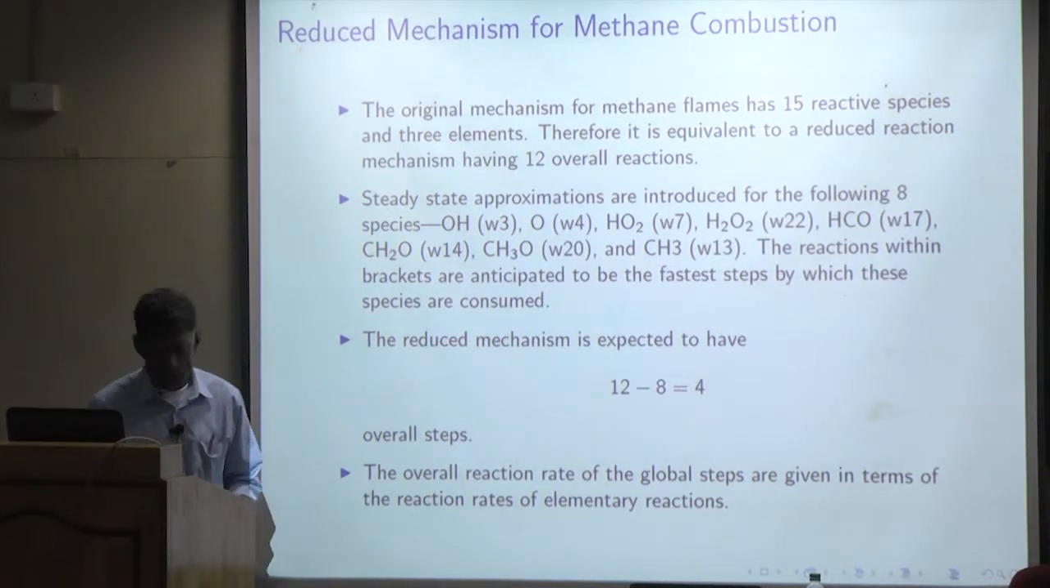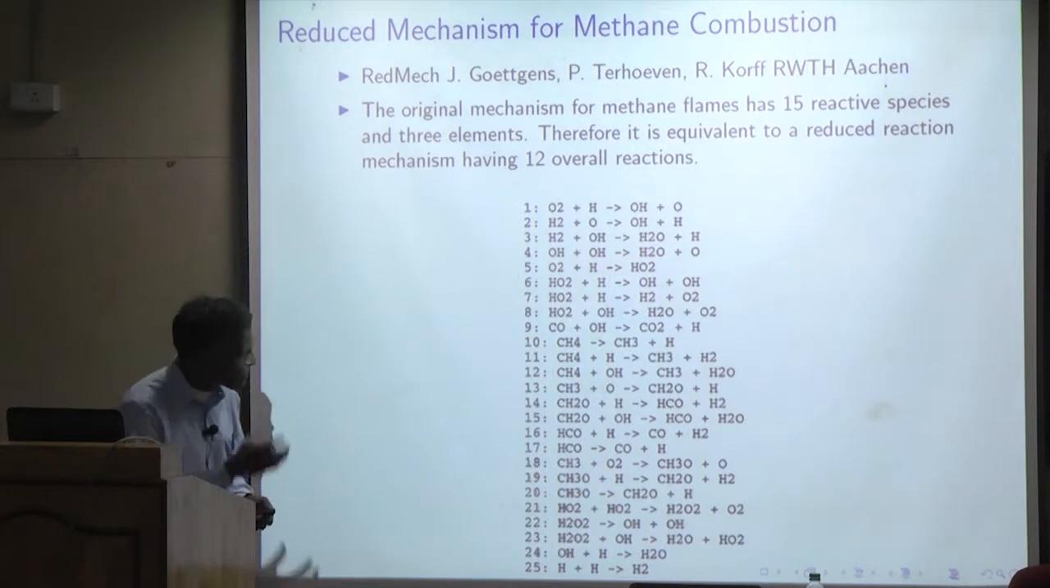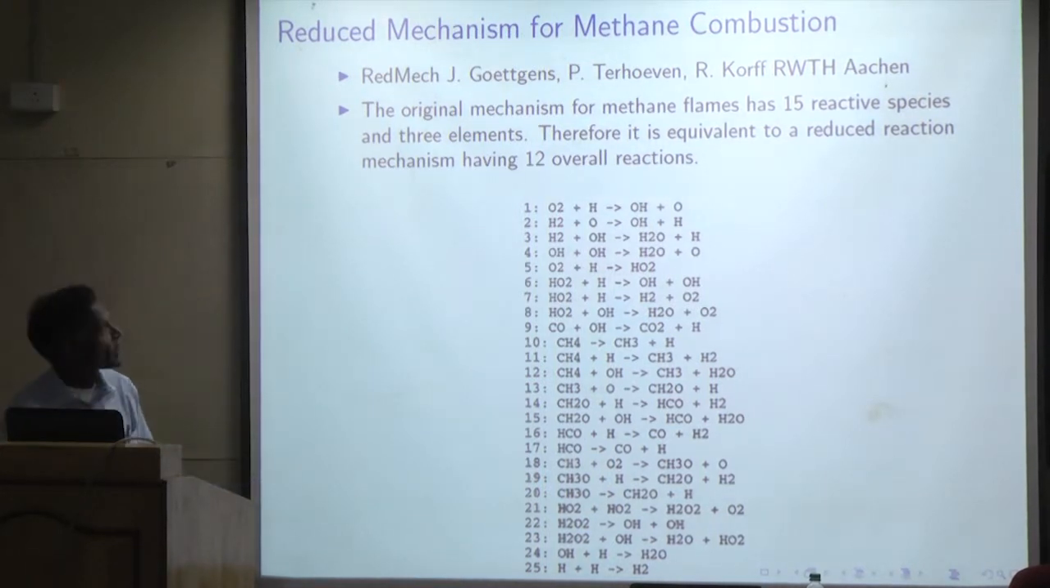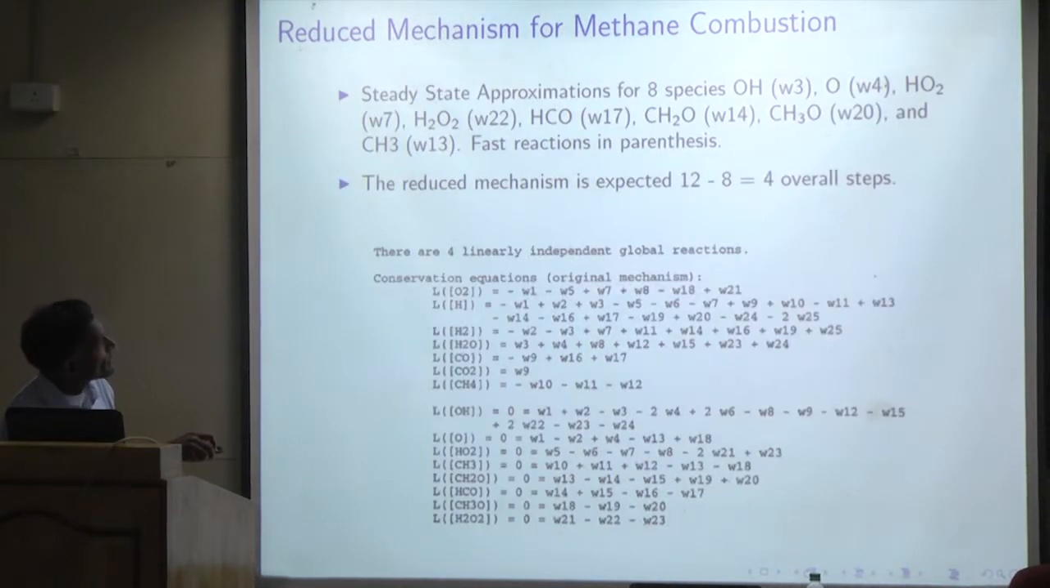Now I'm going to actually do this with a program written at the Technical University of Aachen, and the authors are Joseph Gutkins and Peter Terhoven. Here is this 25-step mechanism I talked about for methane, and it has 15 species. As I said, this is already a reduced mechanism made up of 12 overall reactions. This is the starting point.